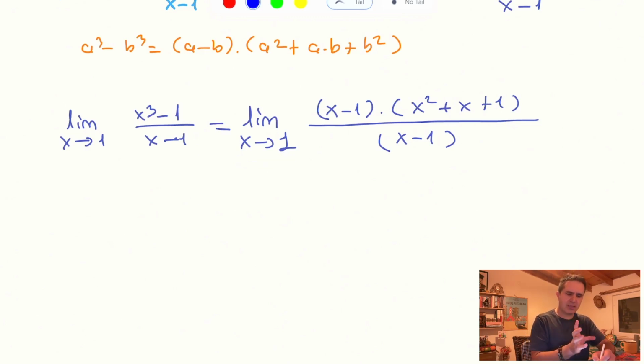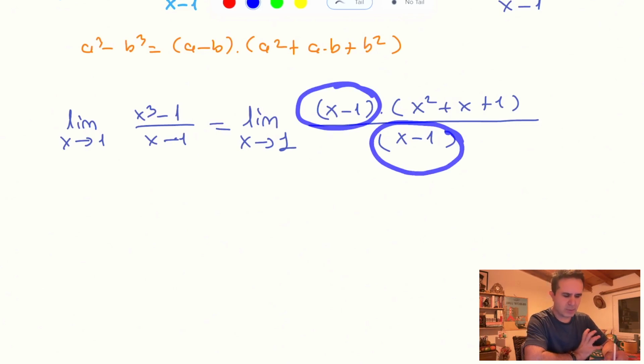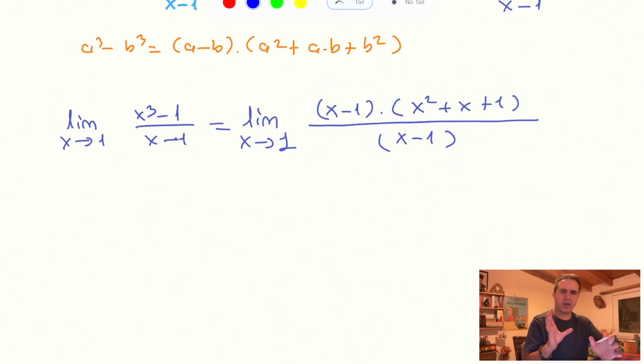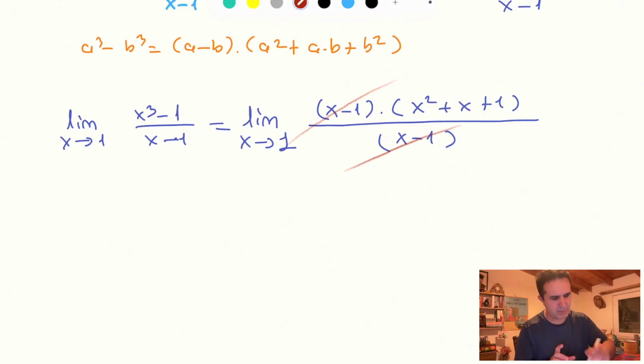If x is approaching 1, x minus 1 approaches 0. But x minus 1 is not 0. It just approaches 0. Then x minus 1 in the numerator and x minus 1 in the denominator are two numbers. Those numbers are equal to each other and they are close to 0, but they are not 0. So we can cancel them.